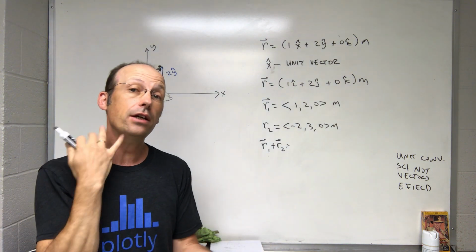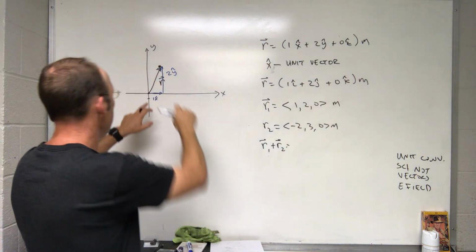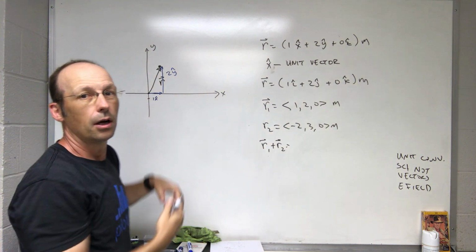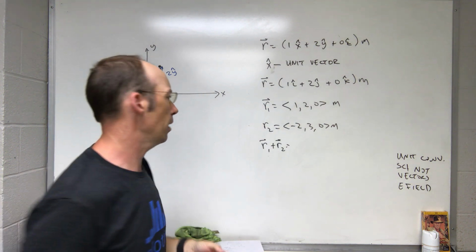There is another notation for writing a vector. You could say it has a magnitude of whatever that is at some angle, but it's not very useful. It's hard to deal with that way.